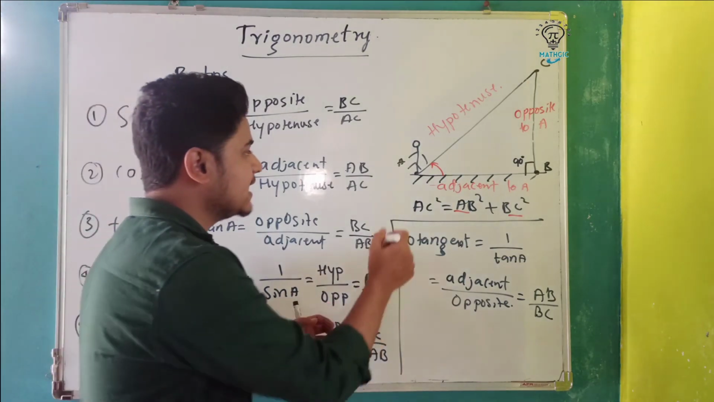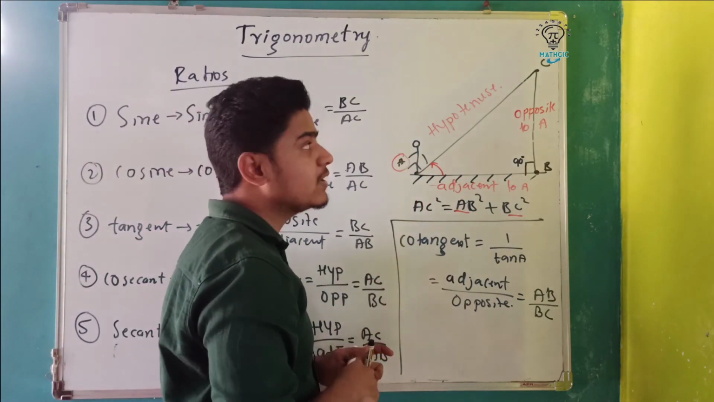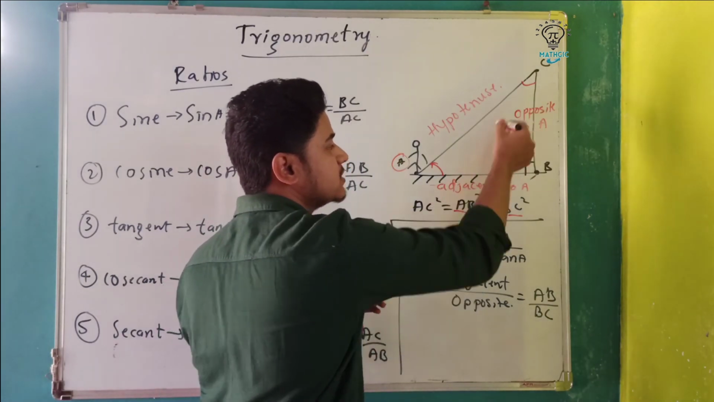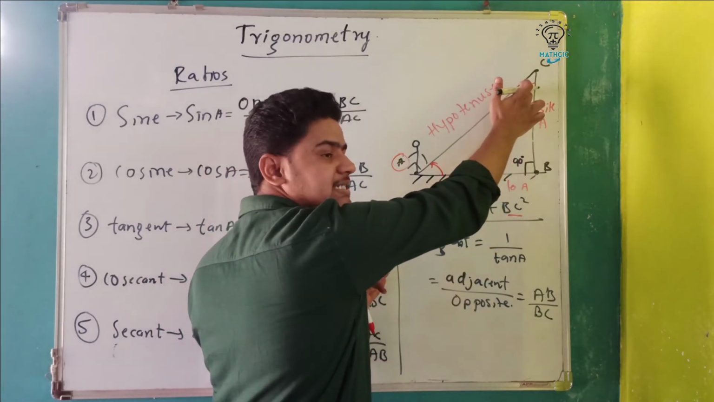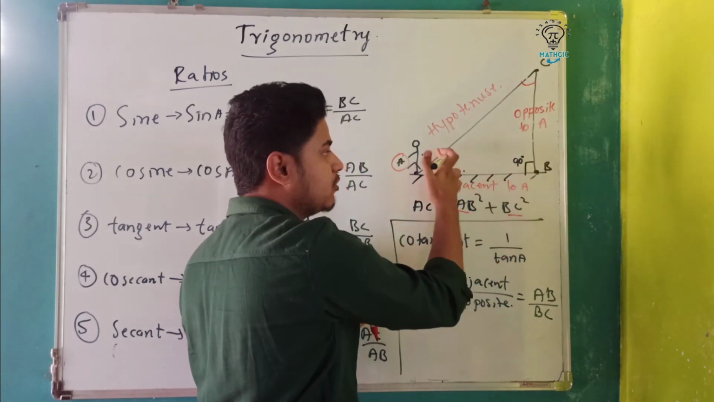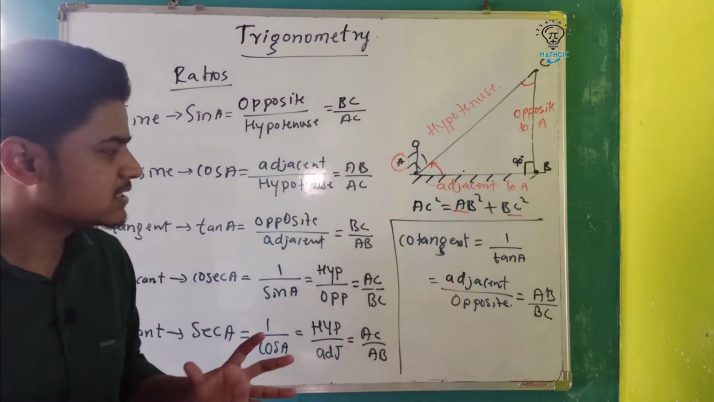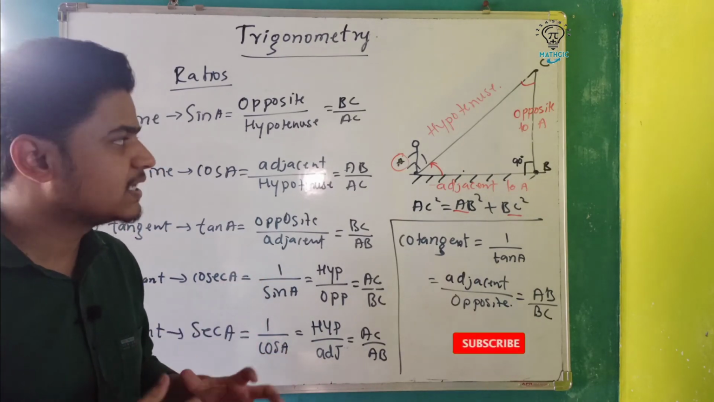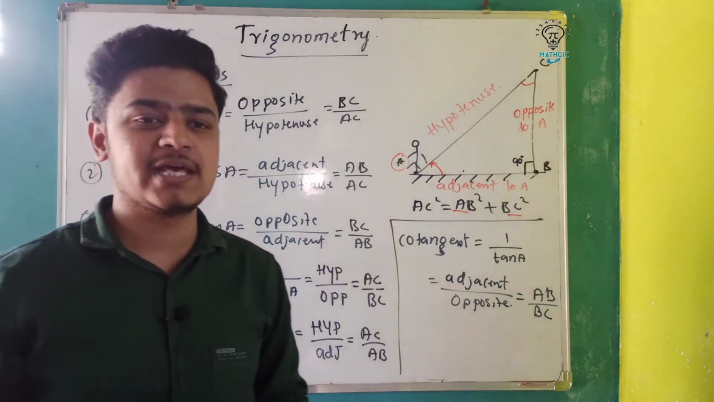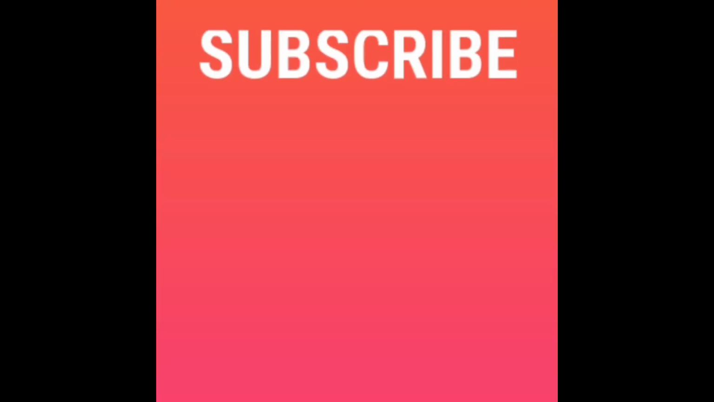Here we consider the angle A. If you take angle C, then with respect to angle C, this side is opposite and this side is adjacent. The hypotenuse is fixed. Based on these 6 ratios, we can find the unknown sides of the right triangle. Okay, thank you.